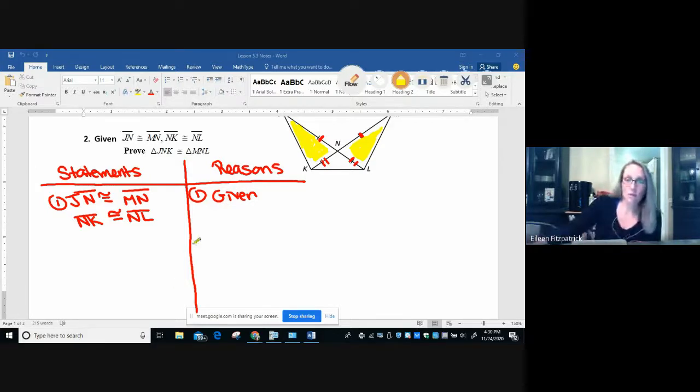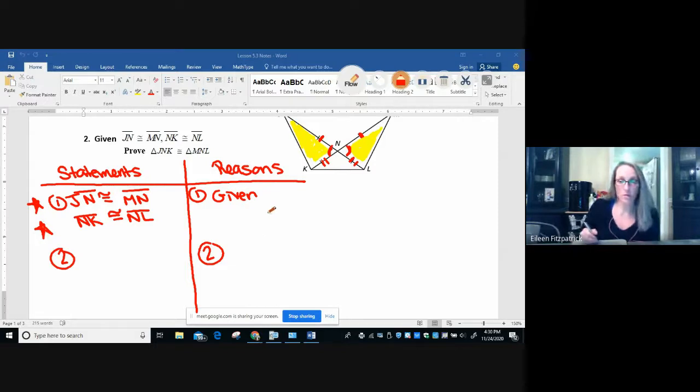All right, so remember, I need 3 congruency statements. I need 2 sides, which I'm already given. I have a side congruent to a side. So in order to use SAS, I need to know about an included angle. Well, the included angle would be this angle here, this angle here. What do you know about those 2 angles? They're vertical angles, so they're congruent.